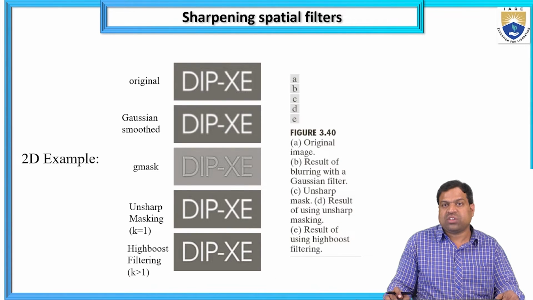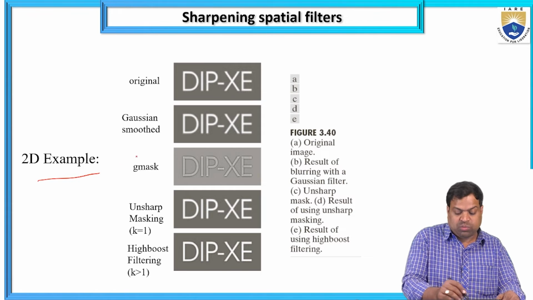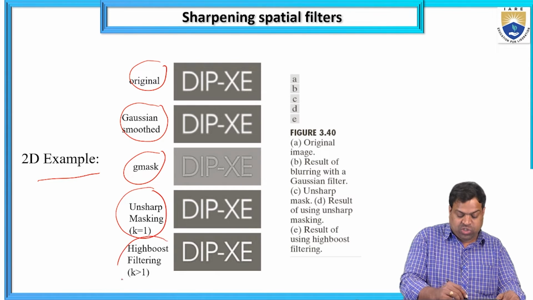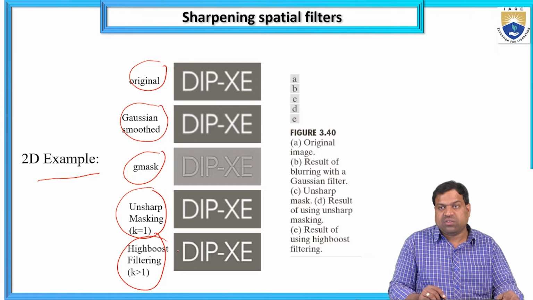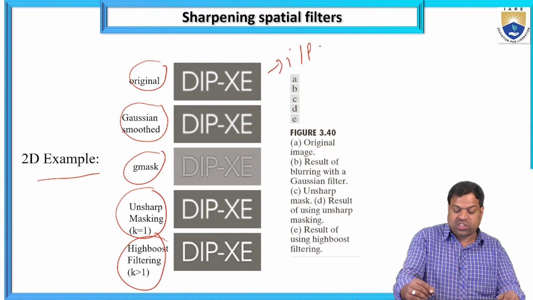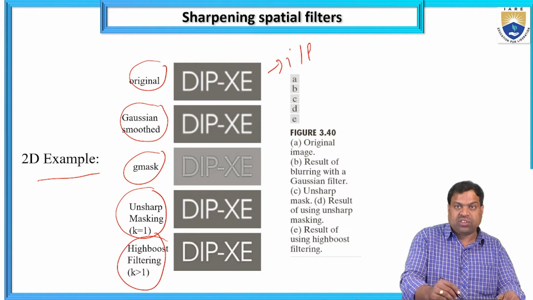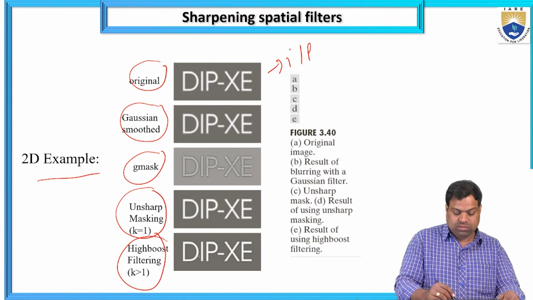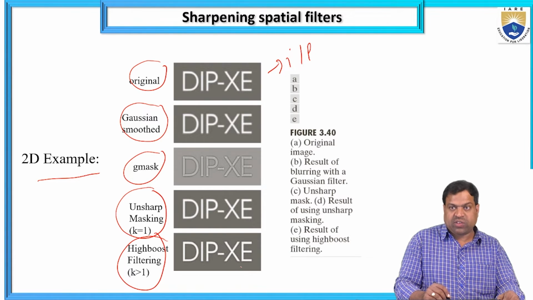It is another example, a 2D example. It is the original one, then Gaussian smoothing, the G mask, unsharp masking when k equals 1, and high boost filtering when k is greater than 1. So how many conditions are there? I am taking one input. For this input, I applied a Gaussian smoothing filter, then the G mask, then unsharp masking with k equal to 1, and high boost filtering with k greater than 1.